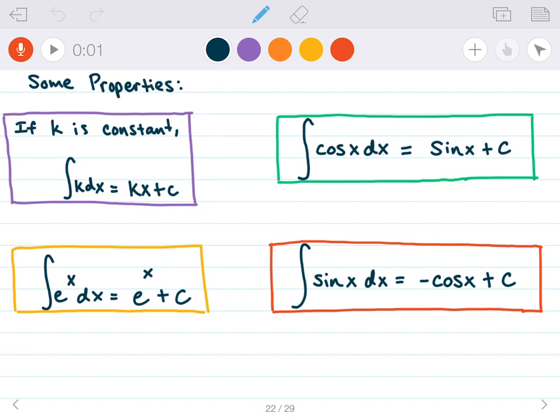These are some properties of integrals, and we've sort of done these in problems before, but these are the official properties. So if k is a constant, we have the indefinite integral of k dx is just kx plus c. E to the x, of course, is just e to the x plus c. And the indefinite integral of cosine x dx is sine x plus c. The integral of sine x is negative cosine x plus c, and yeah, we've done these, but this is just kind of official, so you can have these in your notes when you're doing your homework.